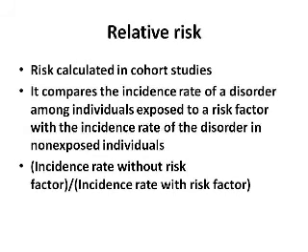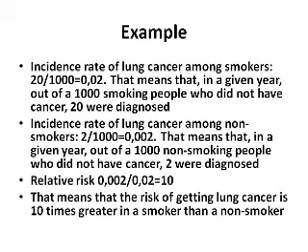Or let's use another example that I have here in the slide. Let's suppose that the incidence rate of lung cancer among smokers is 0.02. So let's suppose that in a given year, out of 1,000 smoking people who did not have cancer, 20 were diagnosed. And let's suppose that the incidence rate of lung cancer among non-smokers is 2 in 1,000, so 0.002. So that means that in a given year, out of 1,000 non-smoking people who did not have cancer, 2 were diagnosed.